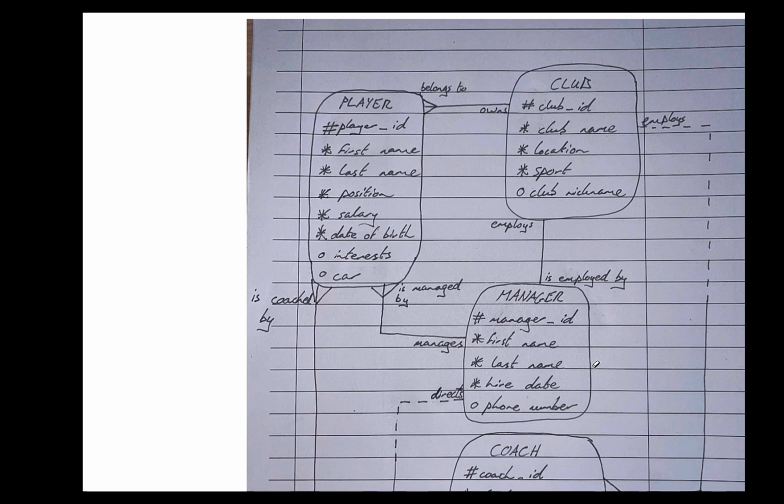Same is the case because this manager and coach are both types of employees for a particular club, right? So we can visualize these two different subtypes separately as entities as well, but we have another notation or diagram. We can merge these two entities as one entity, and we will see that in the next slides.